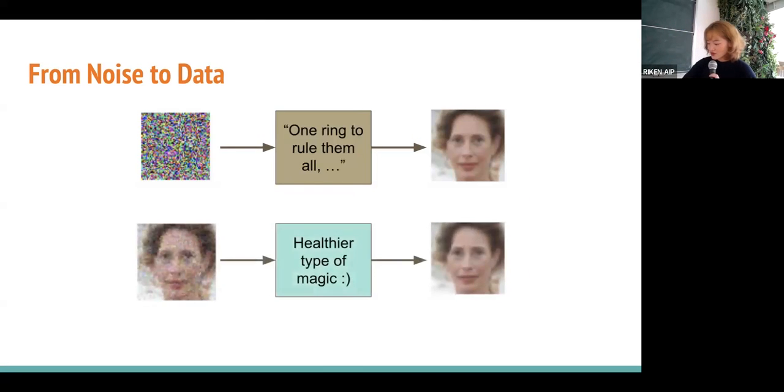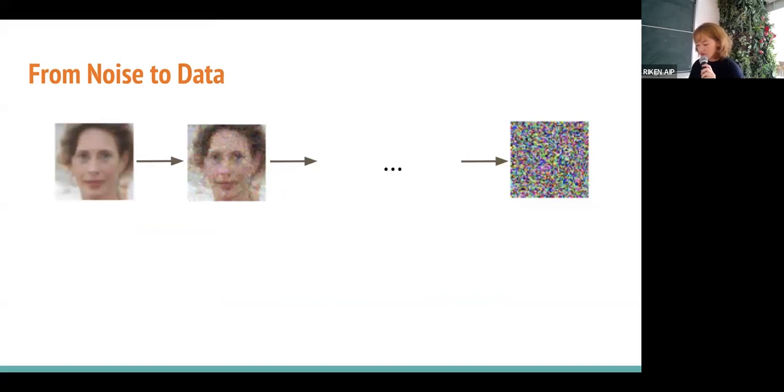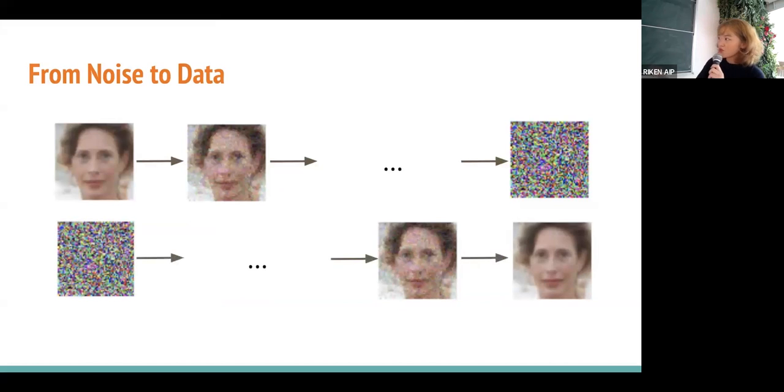But if I tell you that I will transform slightly noisy data into clean data, that's a much healthier type of magic. It sounds much more doable. So basically, what we can do is first add small noise to the data and record each step until it gets to complete Gaussian noise. Then we gradually denoise from the Gaussian noise to get the clean data. At each step, we just need to learn how to denoise that small amount of noise.